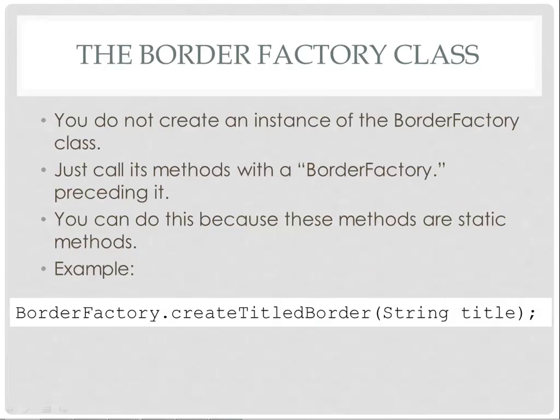You do not need to create an instance of the BorderFactory class. Instead, just call its methods with BorderFactory dot preceding it. You can do this because these methods are static methods. For example, you could say BorderFactory.createTitledBorder and then pass a string title.